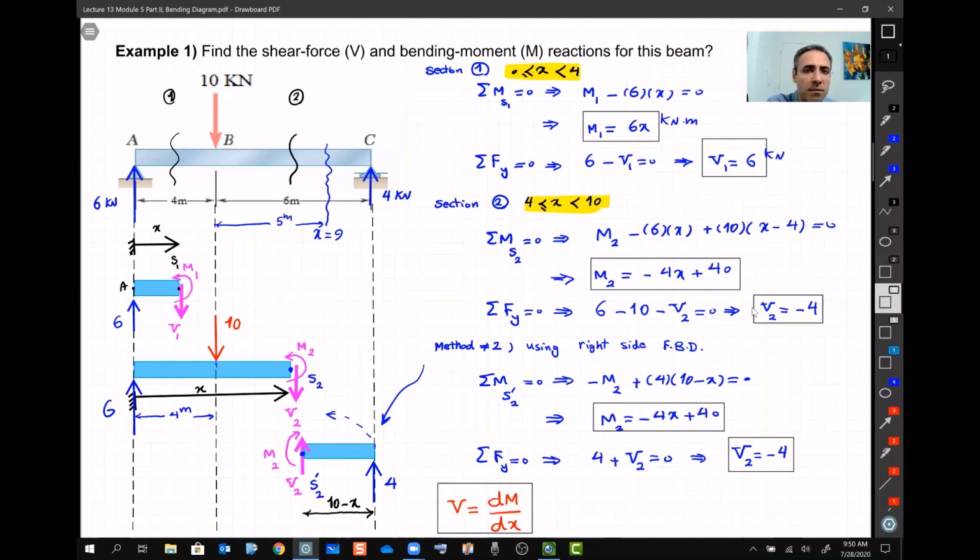In exams, in assignments, and whenever in the future we solve a problem, we can quickly check to make sure that this relationship is valid and we haven't made any mistake, right? If this is valid, then we are good to go. V always is the derivative of M with respect to x. Okay, so let's move on to the next portion of this problem.